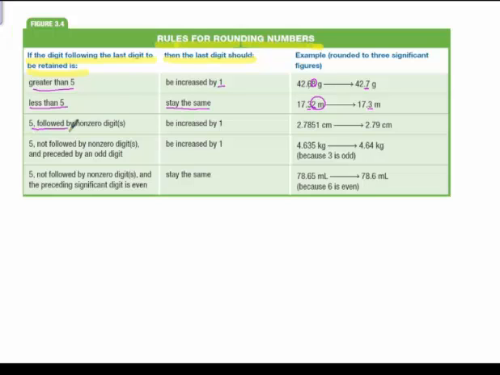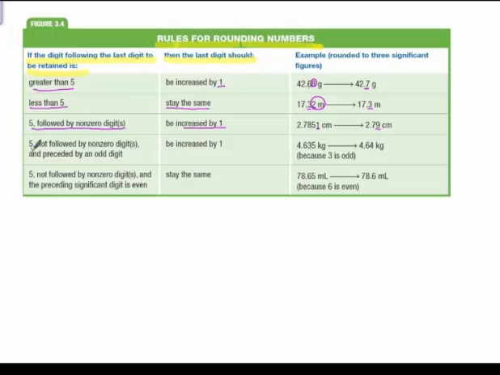5 followed by a non-zero digit. If the next number is 5 followed by a non-zero digit, so this is non-zero because it's 1, and this is 5, you will increase by 1, and you'll get 2.78.